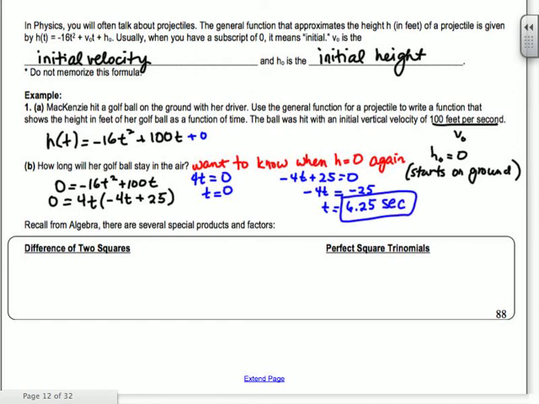Okay, so it says, recall from algebra there are several special products and factors. So we've talked about the difference of two squares before. So the difference of two squares is x squared minus y squared equals x plus y times x minus y.